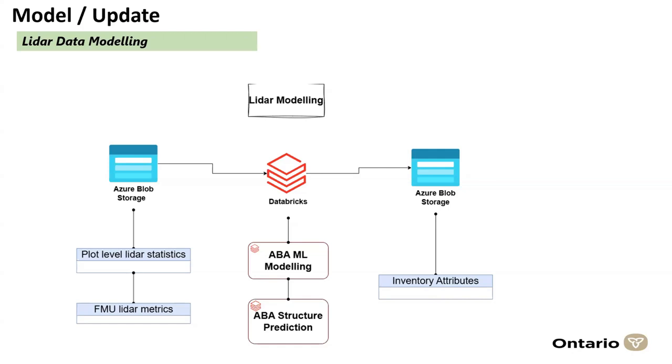This is a process that again is being run as an iterative process as we're doing the modeling structure prediction. We are revisiting the R-squared analysis to then rejig our training data or modeling process to ultimately end up with the inventory attributes that are considered valid for those units.